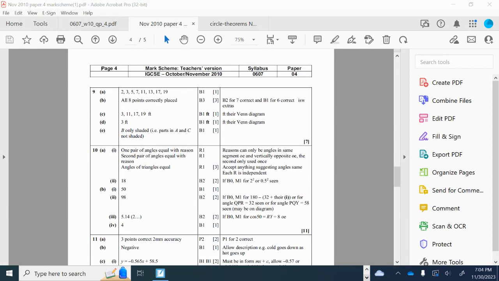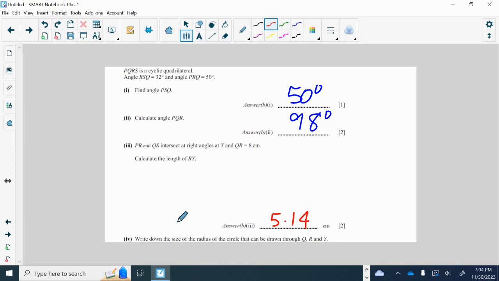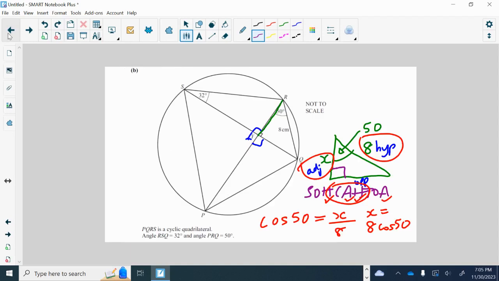Okay, right. Write down the size of the radius of the circle that can be drawn through Q, R, and Y. Oh, there we go. So the radius would be 4. So going through those points, the diameter would go across there. We know the diameter is, sorry, use a different colour pen, 8, so the radius would be 4. So that's it.